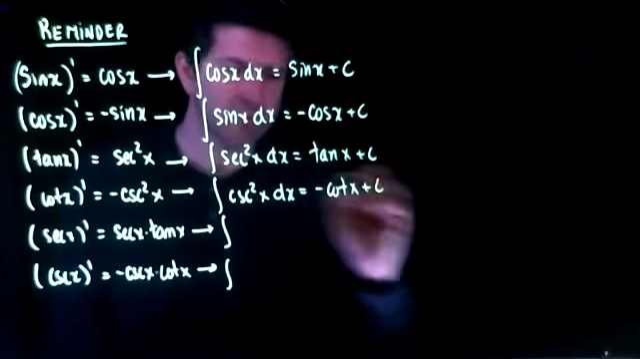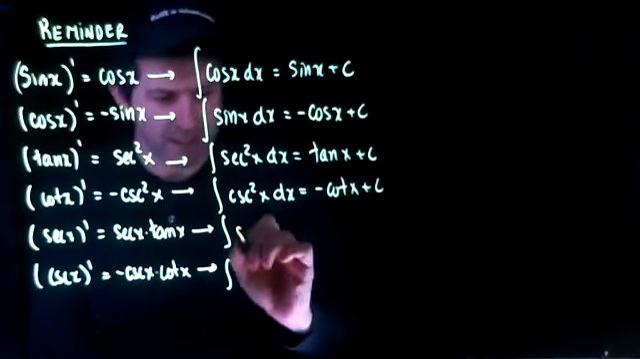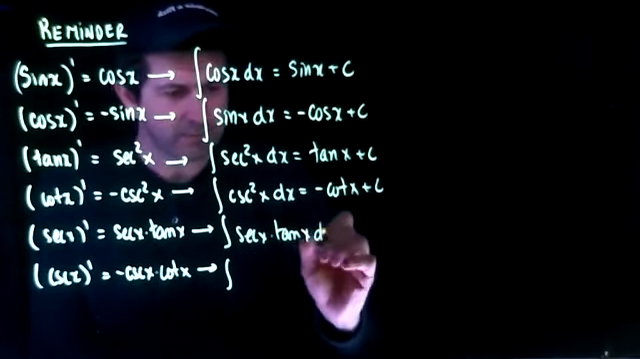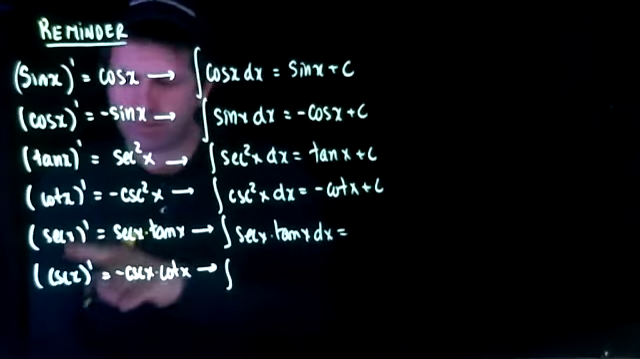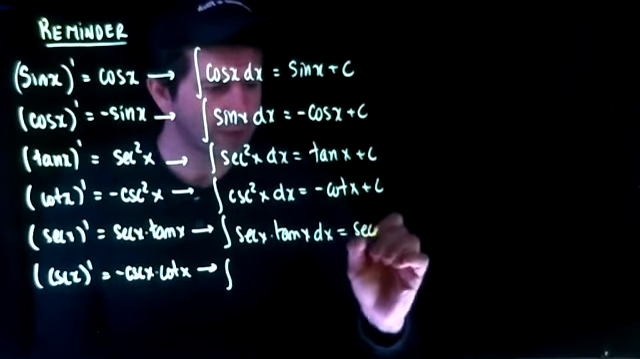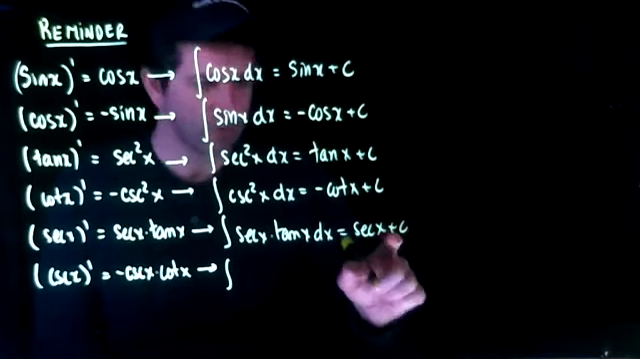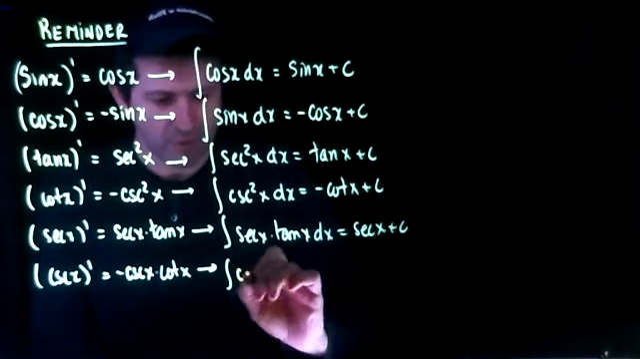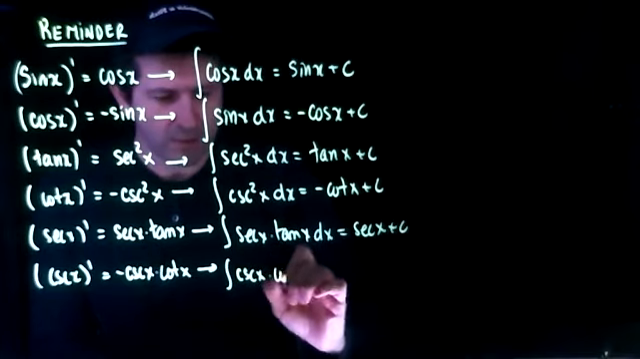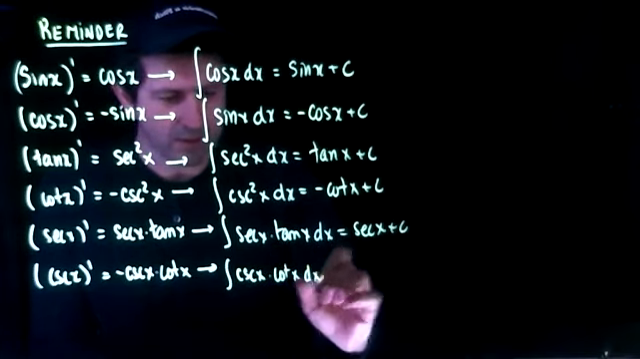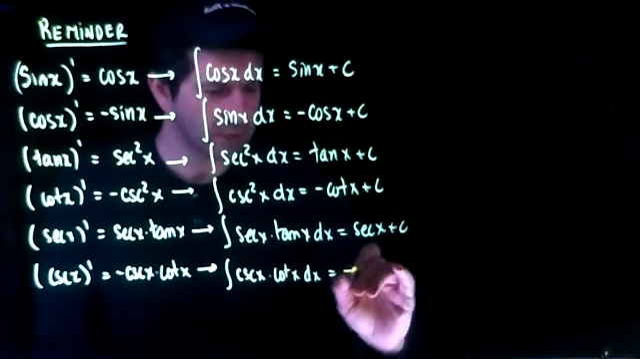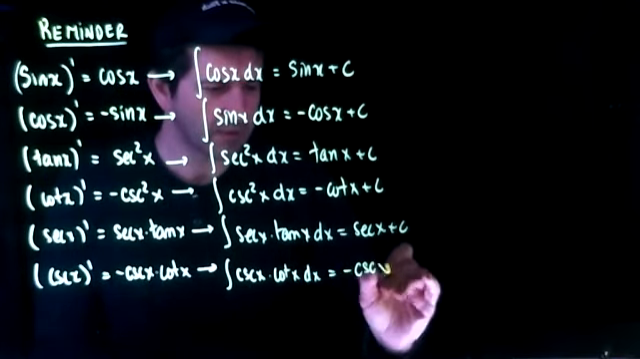The antiderivative of secant times tangent is going to be secant. Don't forget the plus c, right? Don't forget the plus constant always. And the antiderivative of cosecant x times cotangent x dx is negative cosecant x. Don't forget the negative.